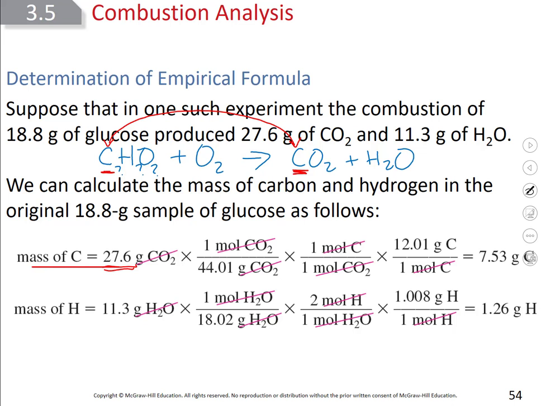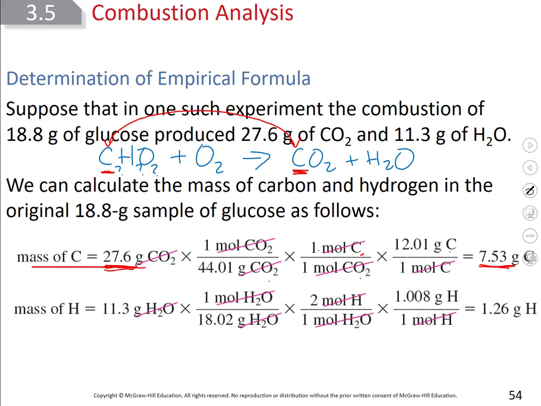Now, at the end of this step, we will have moles of carbon dioxide. We can then use the molar ratio, how many carbons are in a carbon dioxide, which is 1, so this ratio is 1 to 1, to get to moles of carbon. Once I'm at moles of carbon, I can get to grams of carbon using the molar mass of carbon. Now, moles to grams, you multiply by the molar mass. So we're going to multiply by the molar mass of carbon. Of that 27.6 grams of carbon dioxide, we work out that 7.53 grams of it must be carbon.